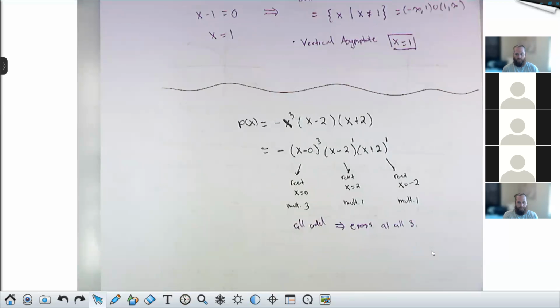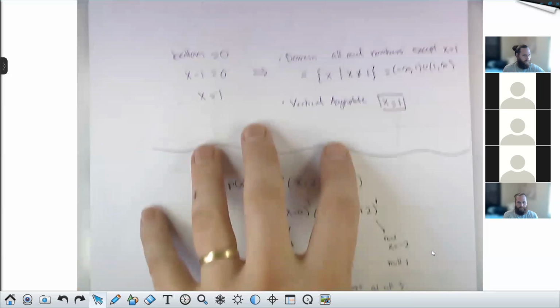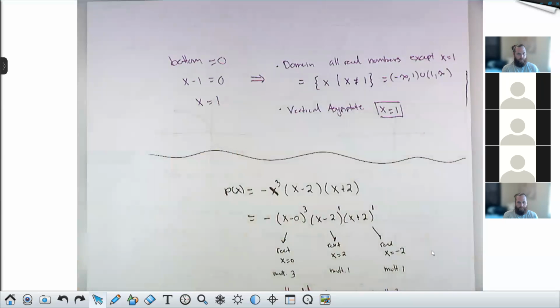Yeah, it looks good. Will you go over problem 1? Sure. So the first thing we want to do there is find our domain and vertical asymptote. Both of those come from setting the bottom equal to 0. The bottom there is x minus 1. So if we set x minus 1 equal to 0, we get x equals 1. And then from that, we get both the domain and the vertical asymptote.